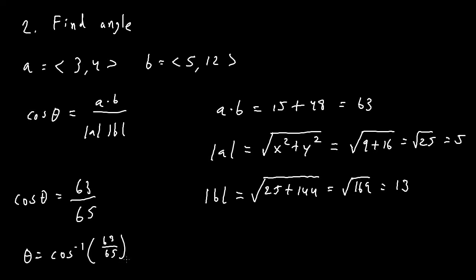Now let's go ahead and put our answer in degrees. So make sure your calculator is in degree mode, or if you calculate it in radians, then you can multiply it by 180 over pi. And that should give you an answer of around 14 degrees as the angle in between a and b.